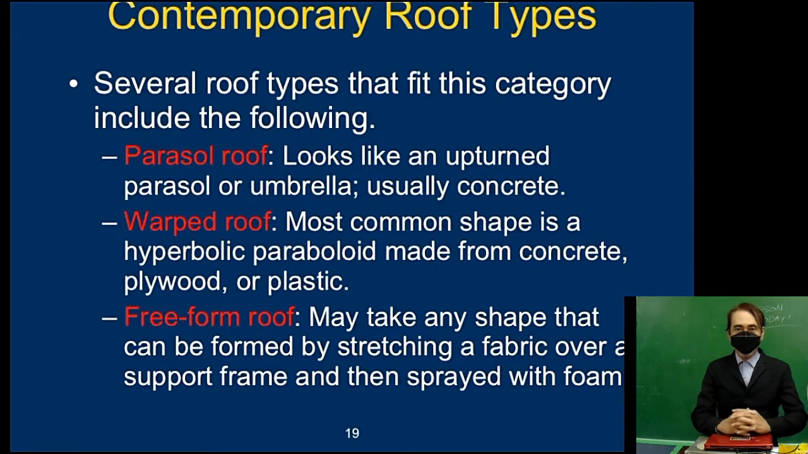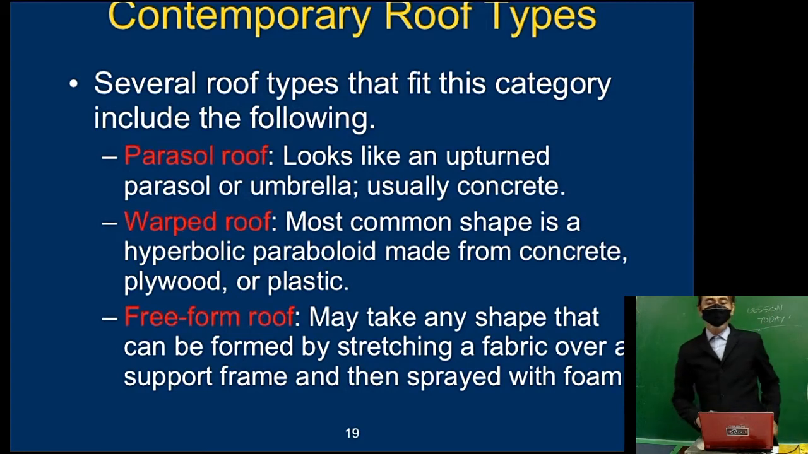Contemporary roof types. Several roof types that fit this category include the following. Parasol roof. Looks like an upturned parasol or umbrella, usually concrete. Warped roof. Most common shape is a hyperbolic paraboloid made from concrete, plywood, or plastic. The freeform roof may take any shape that can be formed by stretching a fabric over a support frame and then sprayed with foam.